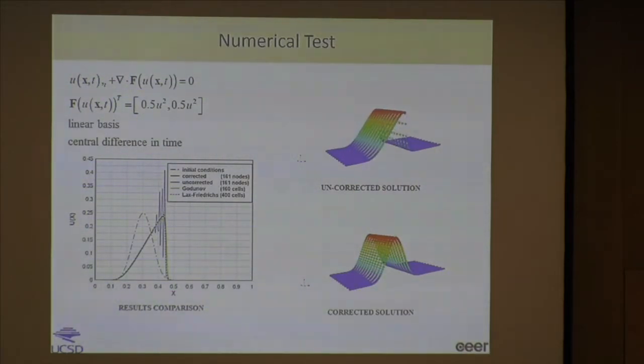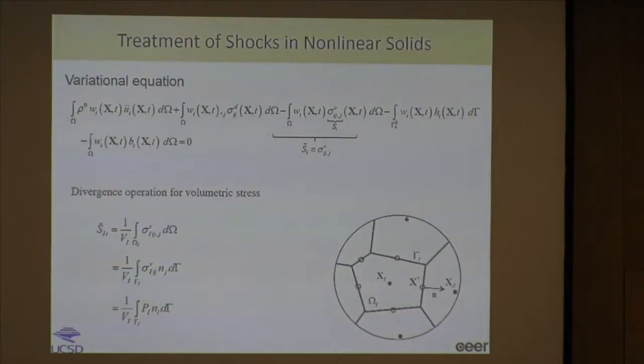Let's look at an example problem. It's a standard convection equation where the flux is a quadratic function of u, and of course now the wave speed is a function of u, and therefore the wave on the trailing side will catch up with the wave on the front side in terms of discontinuity. So initially the waveform is something smooth, and as it propagates, it will catch up and form a sharp front. And this is the case without correction, and this is the case with the correction that we have introduced. So far, so good, everything looks fine.